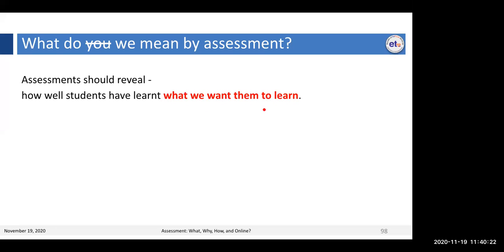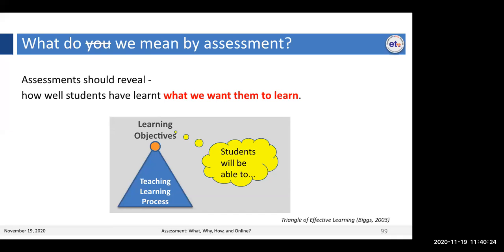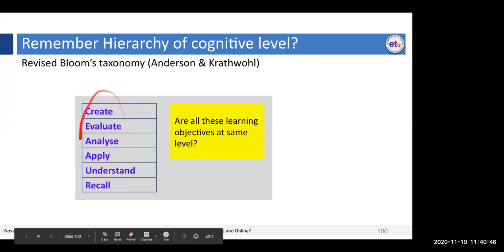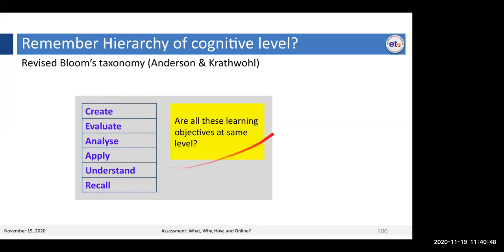It's fine. For the learning part, you need to consider the learning objective first. There you define what you want students to learn, right? Students will be able to do something, explain something, describe something, draw something, right? So these are the different cognitive levels of Bloom's taxonomy. You can think about it: are all these learning objectives at the same level?